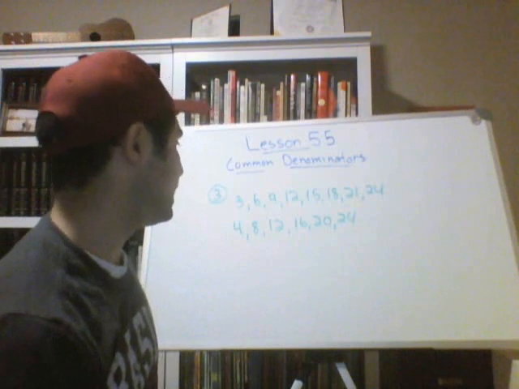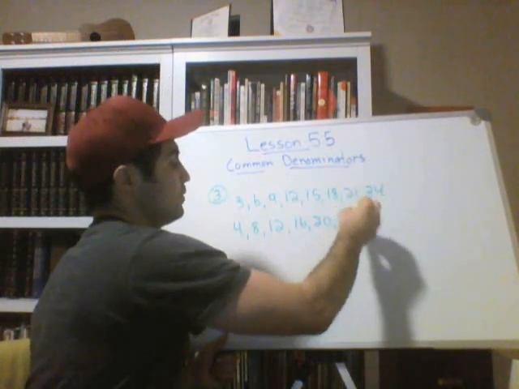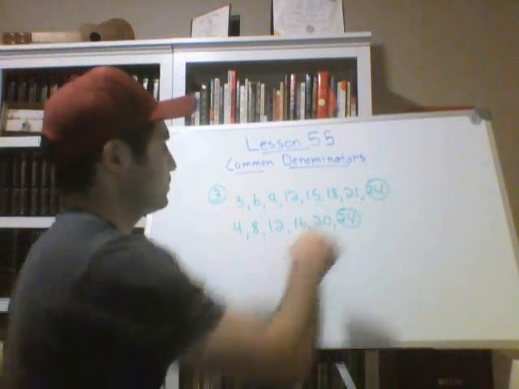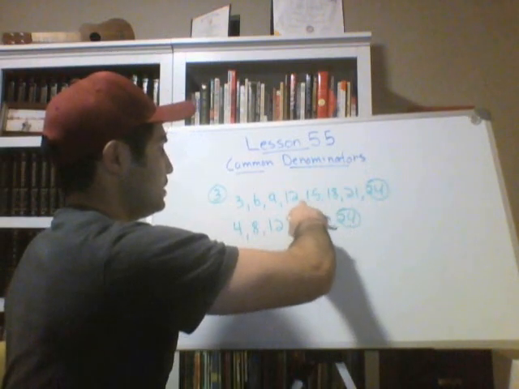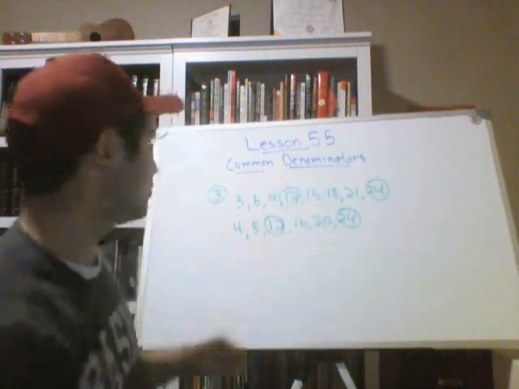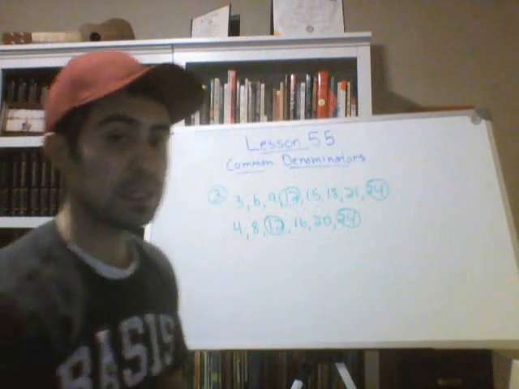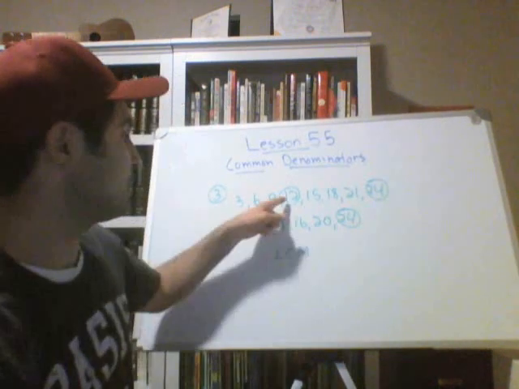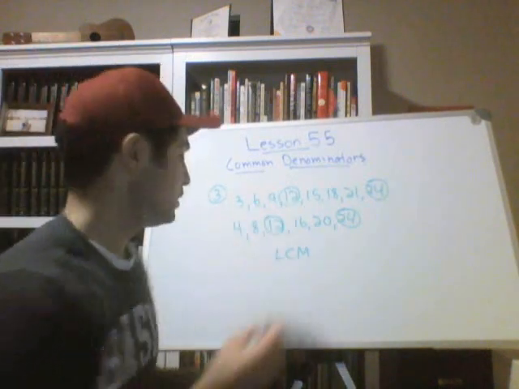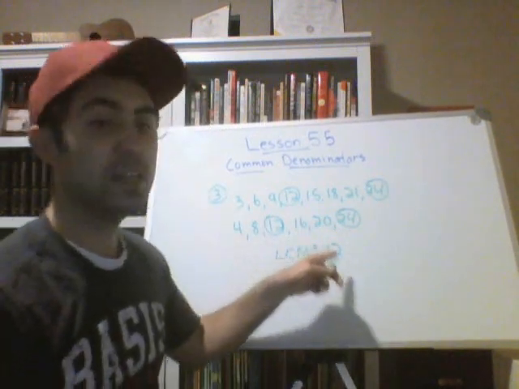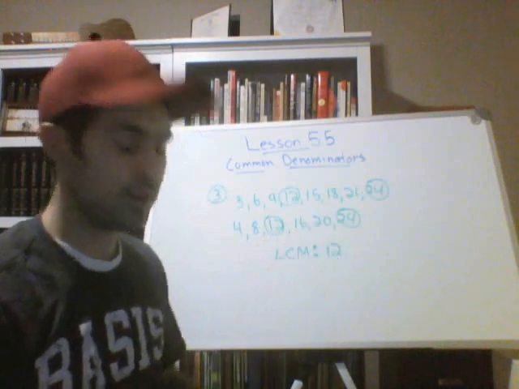So let's go on down the line. 24 and 24 are common multiples of 3 and 4. And then also 12 and 12 are common multiples of 3 and 4. But what's the least common multiple, also known as LCM? The least common multiple is, of course, 12. So LCM is going to be 12 for these two. Now 12 is what we're going to use for our common denominator as well. I'll show you what I mean.